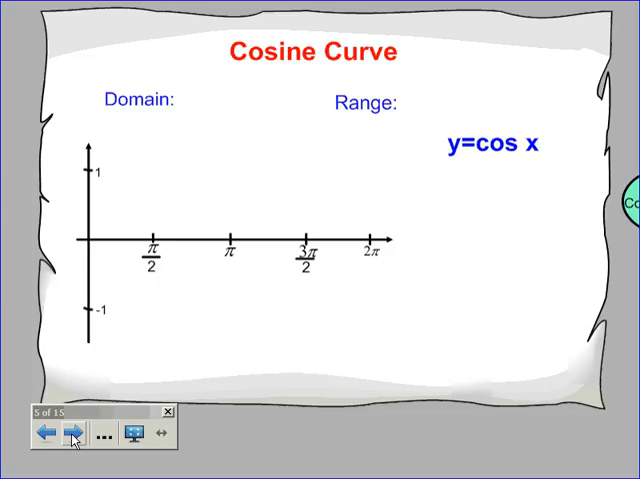Here's our equation. Y equals the cosine of x. Now we hadn't done a cosine yet, so let's be careful here. So start a graph. Give it just a minute.